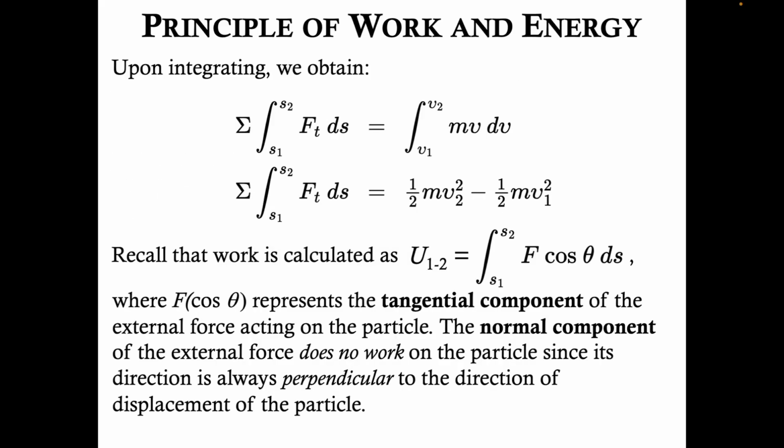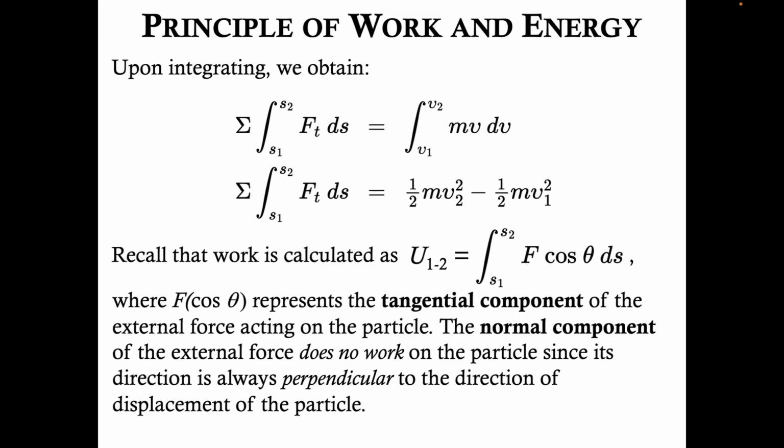Upon integrating, we obtain the following, where we have summation integral from s1 to s2 of F sub t ds equals the integral from v1 to v2 of m v dv. And we get on the right side 1/2 m v sub 2 squared minus 1/2 m v sub 1 squared.